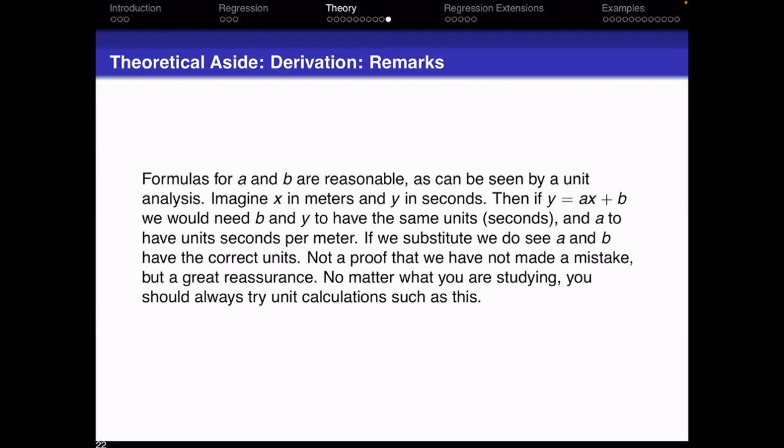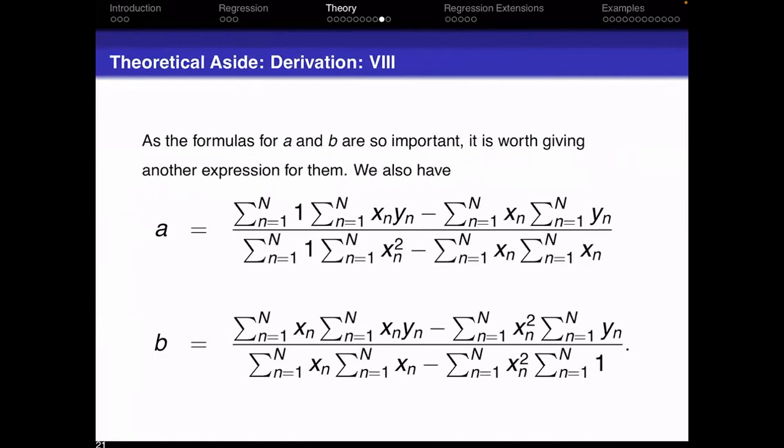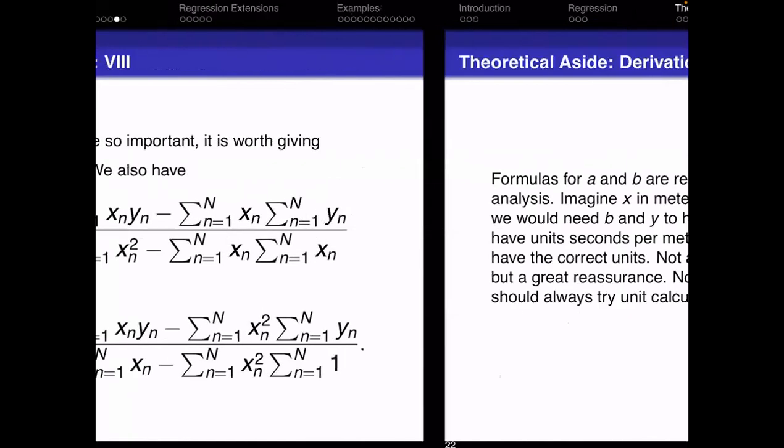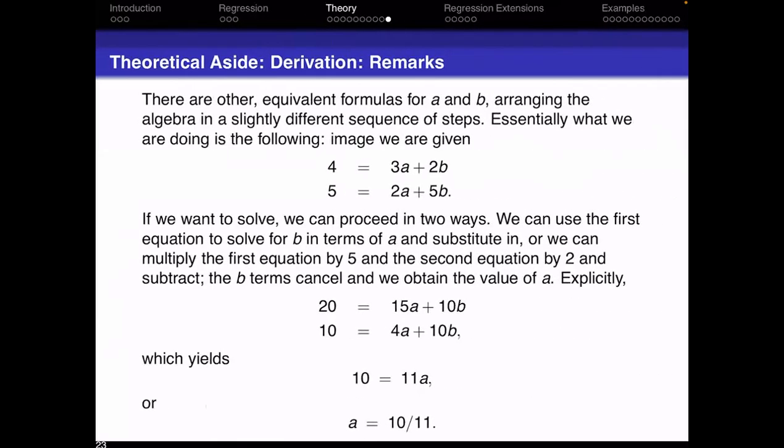Well, for this, I'm saying if X is in meters and Y is in seconds, then B has to be in seconds, A has to be in seconds per meter. And then you can go through here and check and see, does this have the right units? And again, it's not a proof that you haven't made a mistake, but it's a good test if all the units match. Okay, I'm not going to go through solving equations. I'm assuming everybody's comfortable doing that, but if not, just talk to me.